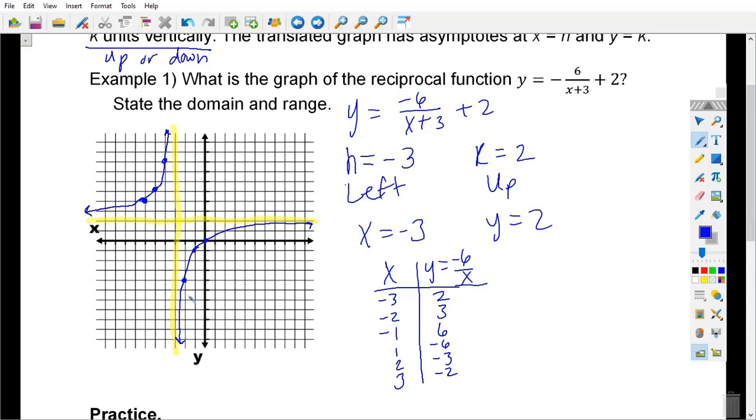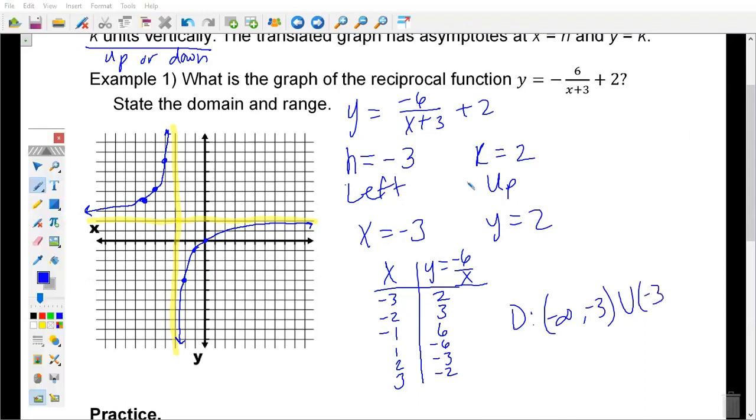But are those the actual values of this graph? No. Your domain now goes to -infinity, but where do I stop now? I stop at -3, and then I continue from -3. Your range, where does it start and stop? It starts at negative infinity, but it's going to stop at 2.